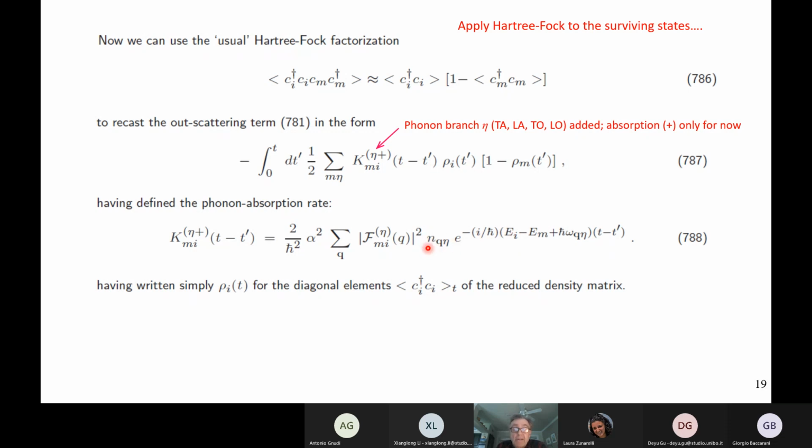This is the Einstein coefficient for phonon absorption. We have a square matrix element. We have something which depends on energy, although it's not quite the delta function yet, and we sum over all possible processes Q. So promising, but not quite there yet.